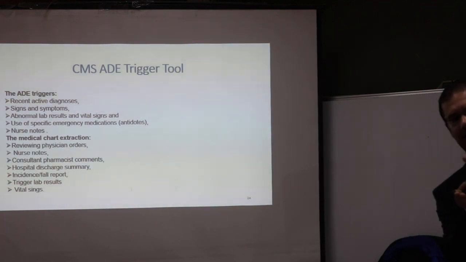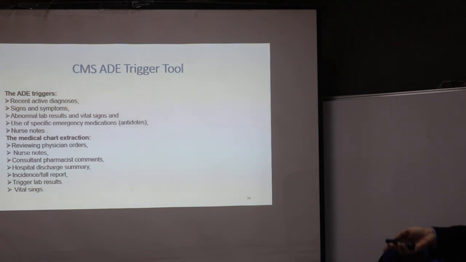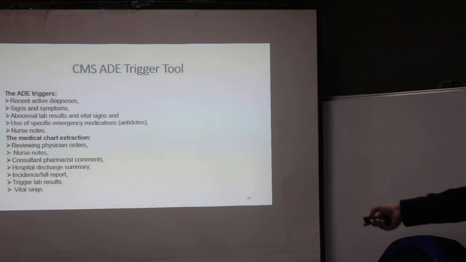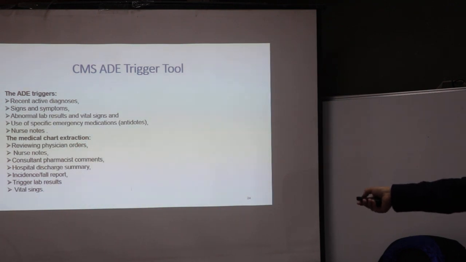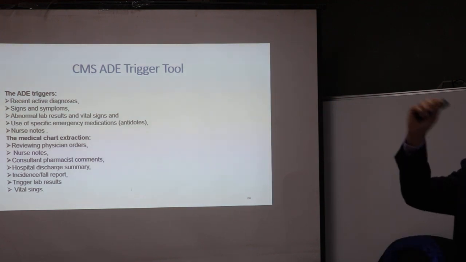You imagine the record is that thick, and I needed to go through these thick charts 12 months in the past. So it's retrospective, for 12 months, looking for any adverse drug events and recording the information. It took me about 30 minutes to review each chart, and you can imagine that it's a slow process. For medication chart extraction, I reviewed the physician notes, nurse notes, pharmacist recommendations, lab data, and vital signs. Imagine, nurse notes are handwritten. Handwritten nurse notes.